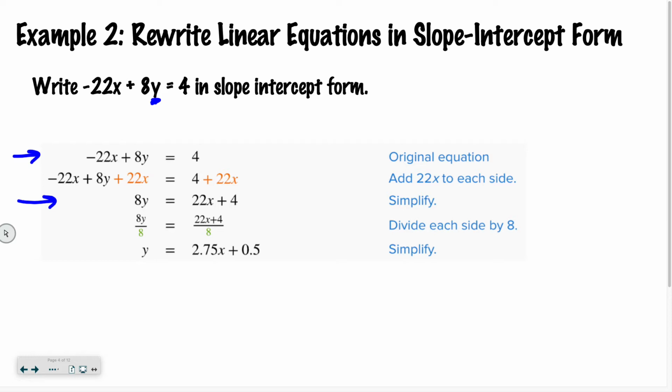Then to get y all by itself, we have to divide by 8 because we have 8y. So that means we're multiplying. So to undo that multiplication, we divide both sides by 8. And then we're left with y equals 2.75x plus 0.5. Okay, so that is how you would convert this equation into slope-intercept form. You move your x and then divide by whatever number's with your y.